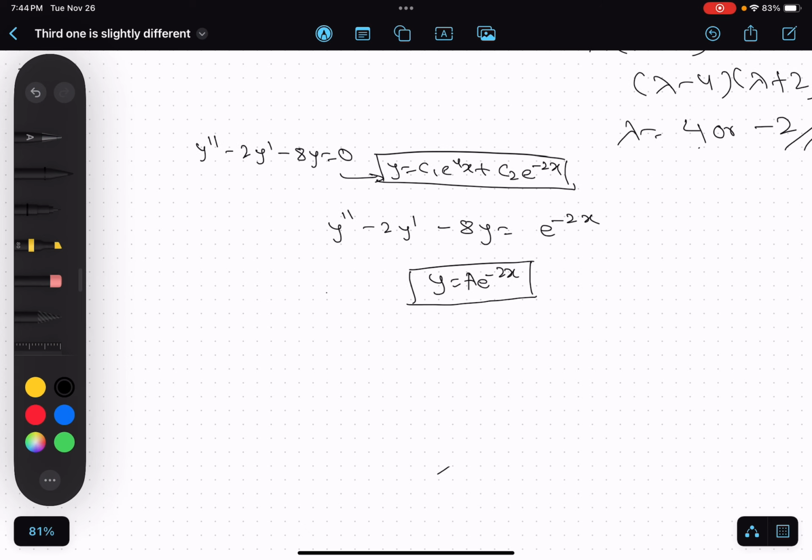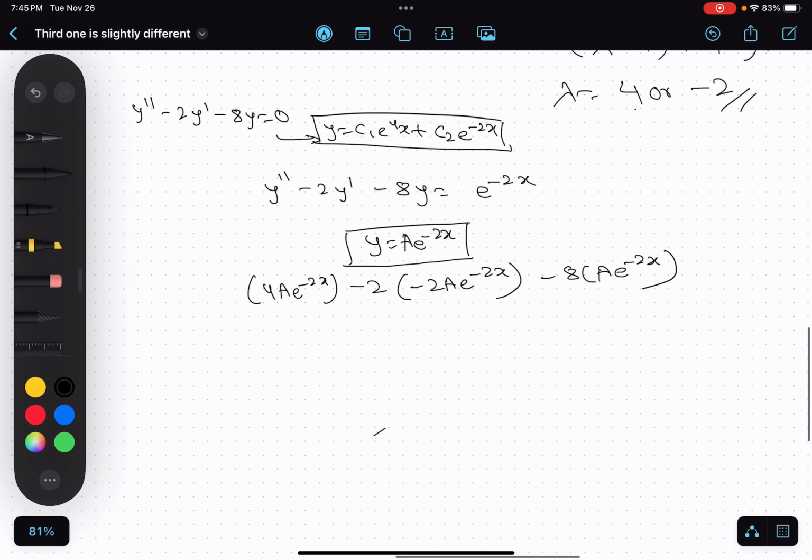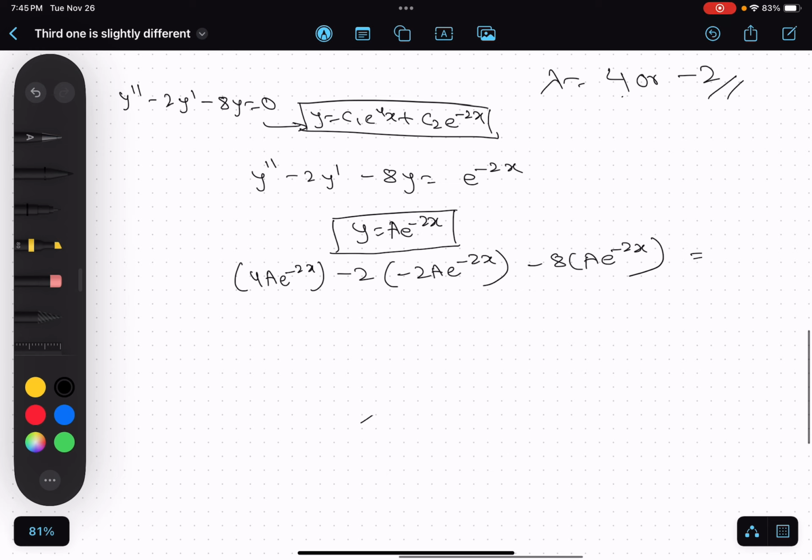If I take the double derivative, this will be 4a e to the power minus 2x, and the first derivative will give negative 2 times negative 2a, and then minus 8 times a e to the power minus 2x, right? And you want this expression to be equal to this one and solve for a. So this is 4a plus 4a minus 8a, so e to the power minus 2x times 0. So there's no way you can get this, right?